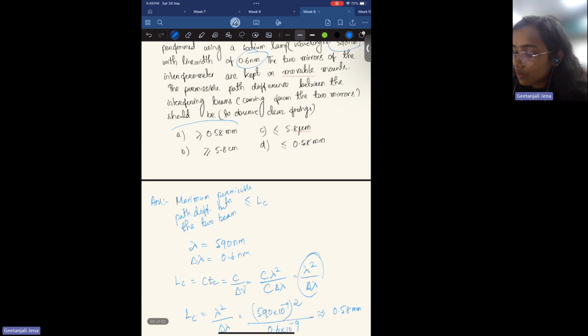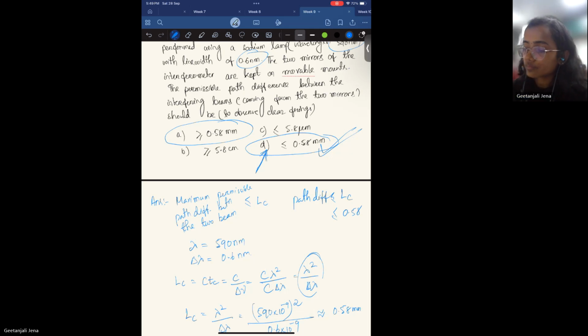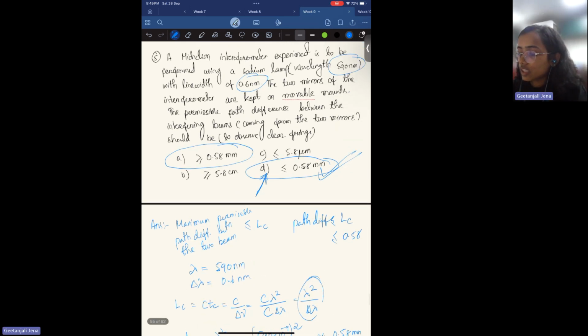So you are given two options. One is greater than 0.58, one is less than 0.5. So for our answer, to see clear fringes, the path difference should be less than or equal to the coherence length. So the path difference should be less than or equal to LC, which is 0.5. So the answer will be option 8. Okay.